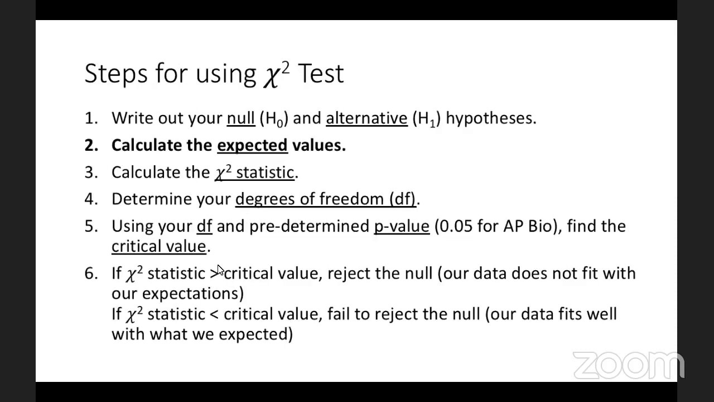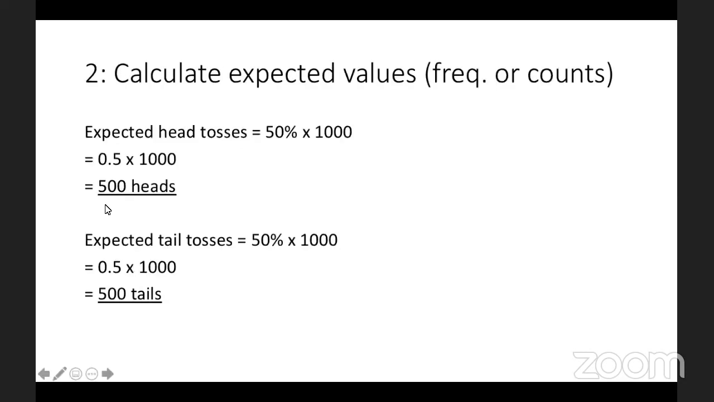Okay, so now that we have our hypotheses written out, you would calculate what your expected values were. And we did this already, right? If you're flipping your coin 1,000 times and the expectation is that half the time you get a head and half the time you get a tail, your expected values would be 500 heads and 500 tails.